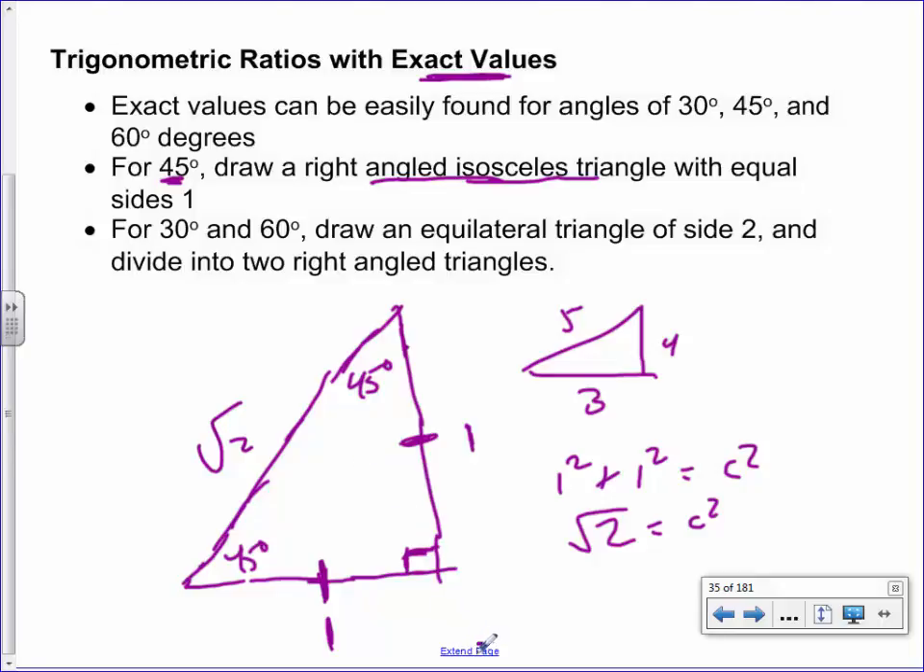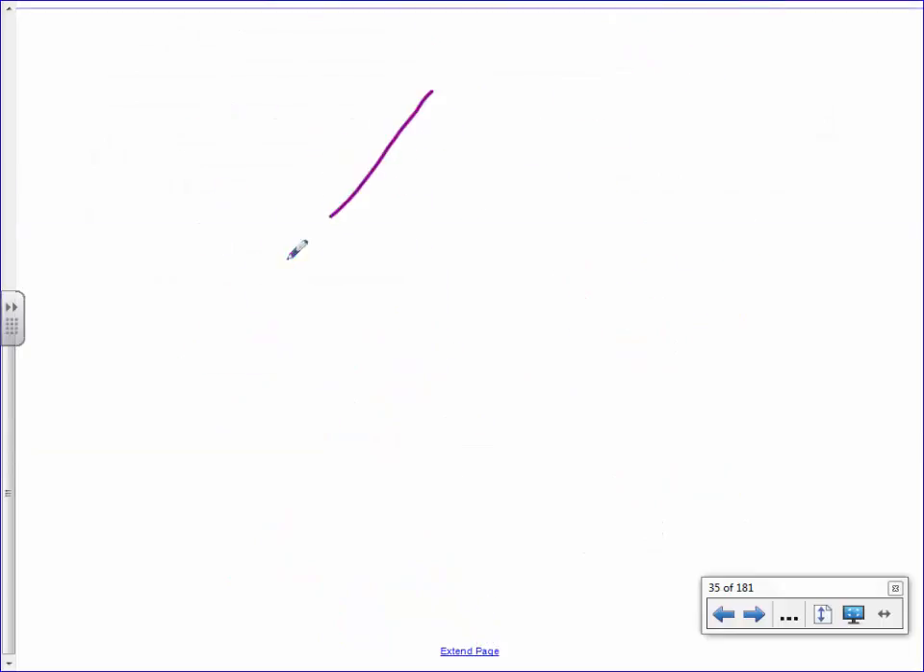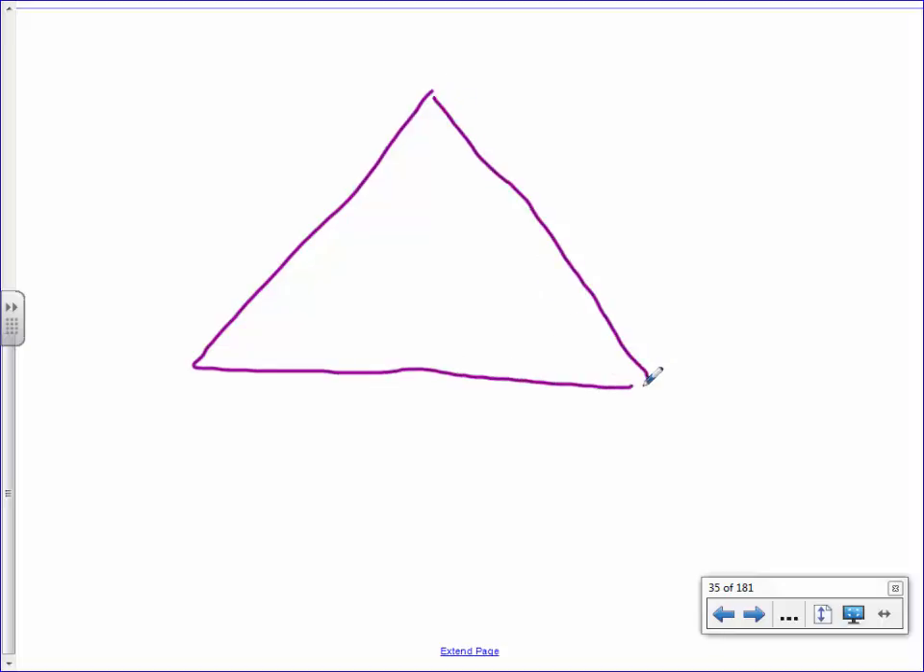The other famous triangle is an equilateral triangle. So all sides are the same. That means this side and this side are the same. And it actually also implies what all of the angles are. They all have to be 60s, because 60, 60, and 60 adds up to 180.